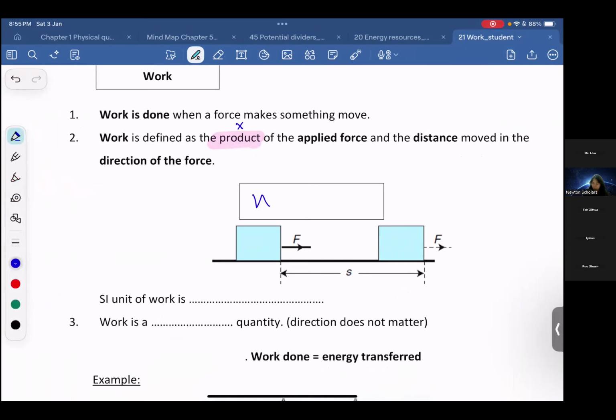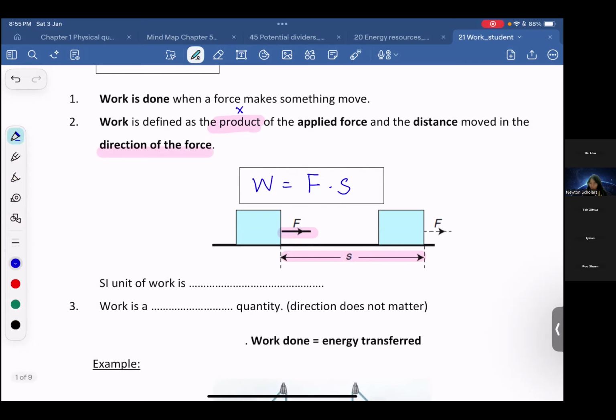That means work, W, equals force times distance. Here you have to be careful. The force and distance direction are in the same direction, that's why it says in direction of force. The distance s and the force are in the same direction, parallel. So what is the SI unit of work? Any of you can tell me what is the SI unit?